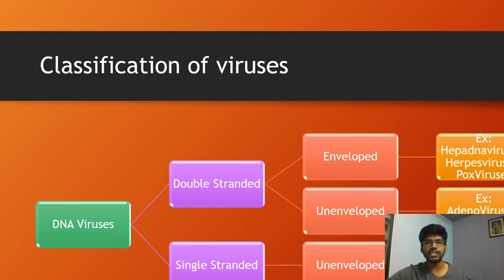DNA viruses, deoxyribonucleic acid, DNA viruses. So DNA viruses are again of two types, the double-stranded and single-stranded. We humans are double-stranded in nature.